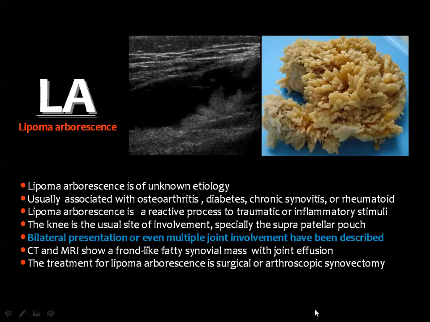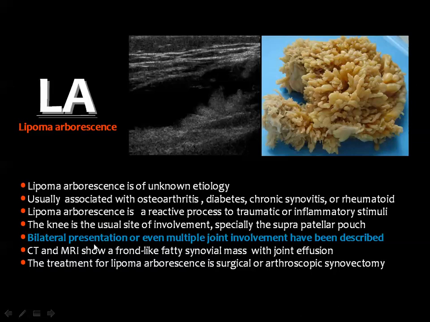Then we have mentioned something about the lipoma arborescens, which is a fatty lesion occurring within the joints, and the etiology is unknown. It may be associated with osteoarthritis, diabetes, chronic synovitis, some rheumatoid arthritis, and so on. The lipoma arborescens is made of a tree-like frond made of fat within the joint with the presence of synovial effusion.